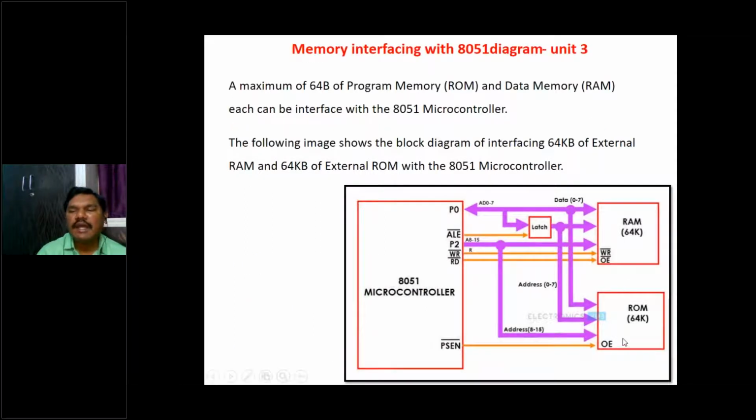How RAM and ROM can be interfaced with the 8051, this is the diagram. This we will see in the third unit. Port 0 and port 2 have address and data lines, so they can be accessed through these latches. We will see that in the coming third unit slides.